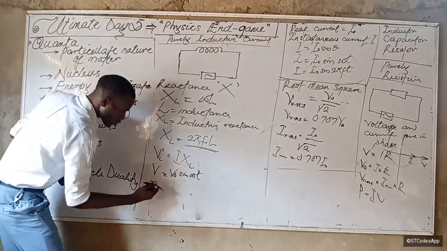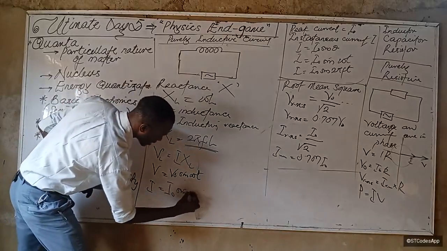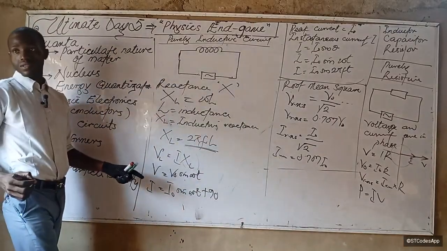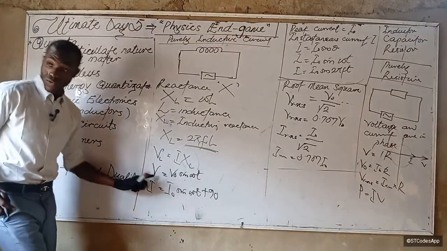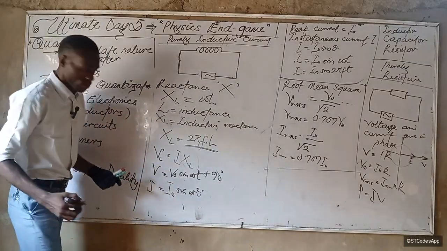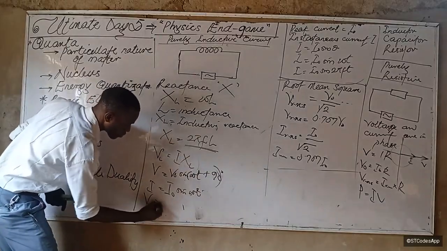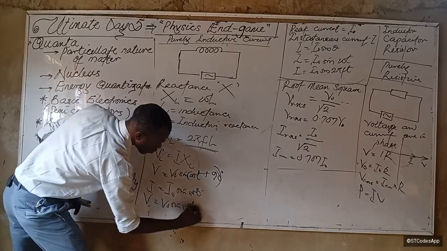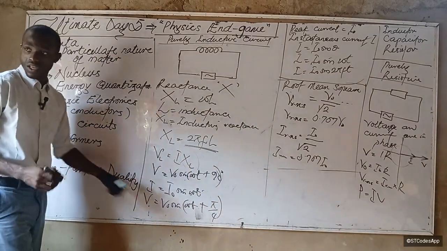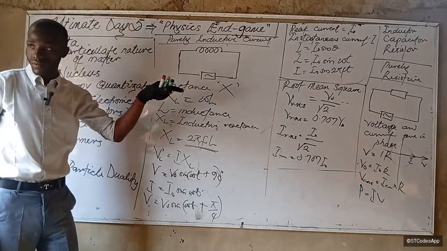Does that make sense? So I will be equal to I naught sine, now listen, omega t plus what? 90 degrees. Now who is leading? Voltage is leading, right? So this one should be plus 90 degrees. Do you understand now? So in this case, our formula will become V equal to V sub naught sine omega t plus 90 degrees, which is pi over 2. Does this make sense? So this will be the equation for V in this circuit.